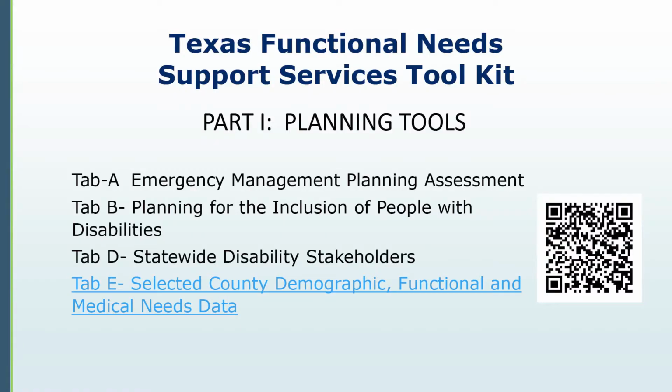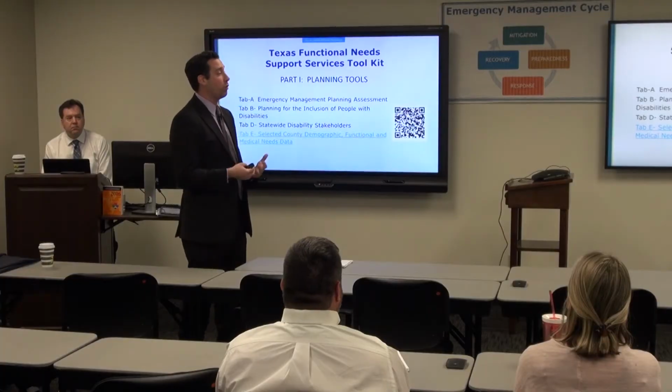So part one of the toolkit goes into a couple of details. One, it's your emergency management planning assessment. Where are you in your emergency planning process? And have you integrated and reached out to that whole community and that disability population within your community to identify what their needs are? There's some guidance on planning for the inclusion of people with disabilities. Again, nothing about them without them, about us without us. An opportunity to engage those individuals to work through this process.